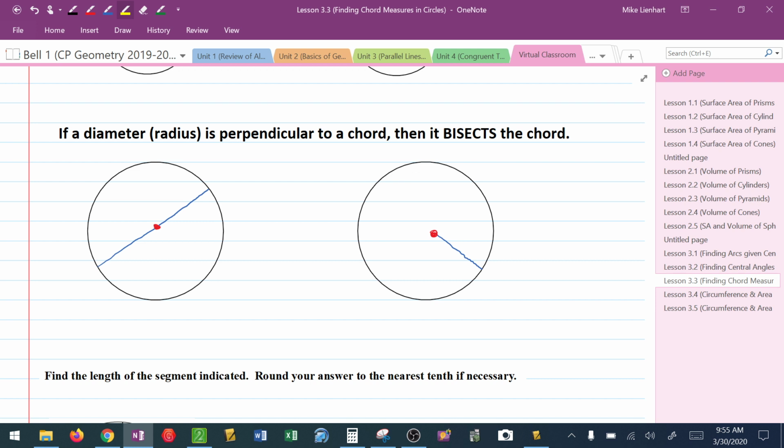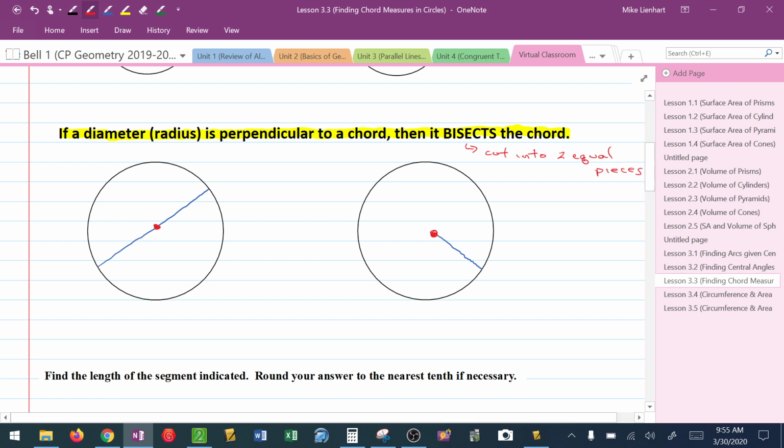Now, we have one statement that we have to focus on here. And then what they're going to do is with the pictures, they're going to try to kind of mess with us a little bit, okay? It says, if a diameter or a radius is perpendicular to a chord, then it bisects the chord. Now remember, bisect, we've talked about that numerous times this year. That means cut into two equal pieces.